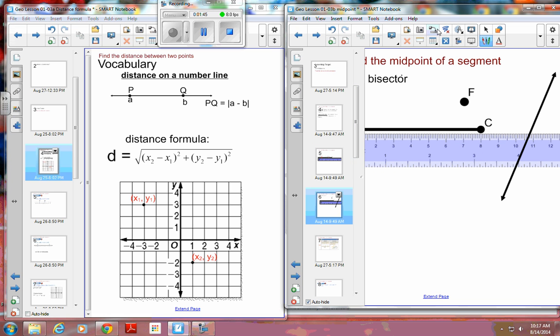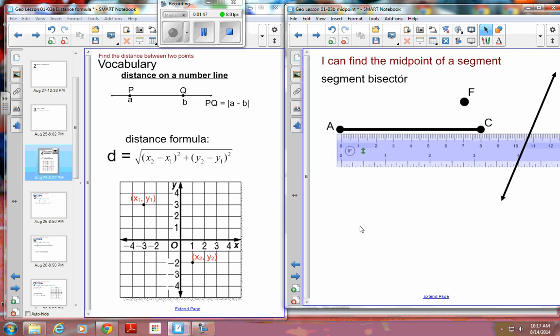You can also have a segment bisector. A segment bisector means that it's going to bisect this segment. This segment is 8 centimeters long. So if I put point F on 4, I have now bisected AC. So point F is a segment bisector of AC. I could bisect with a line. If I put that line through right at 4, this line would bisect AC.